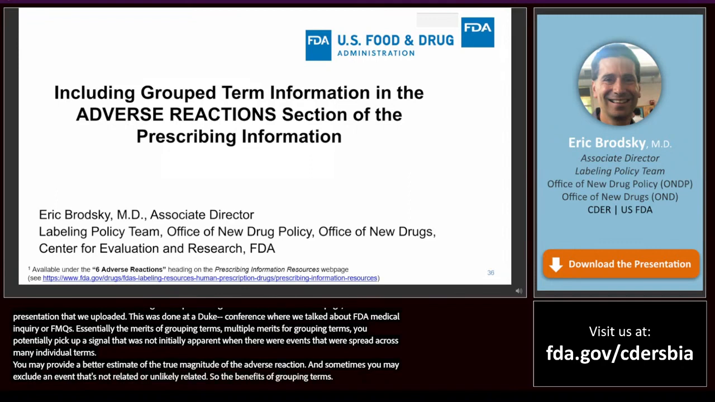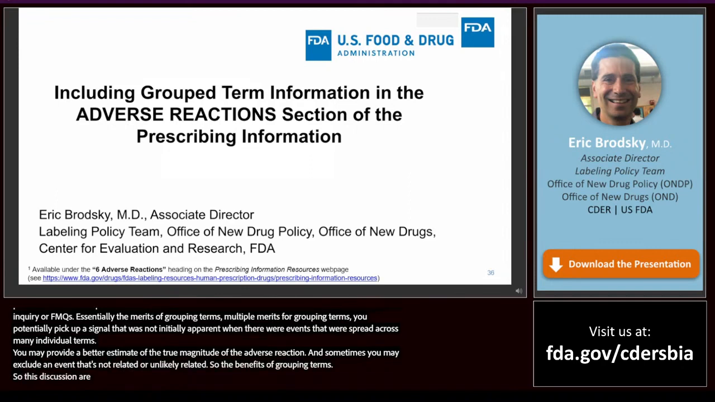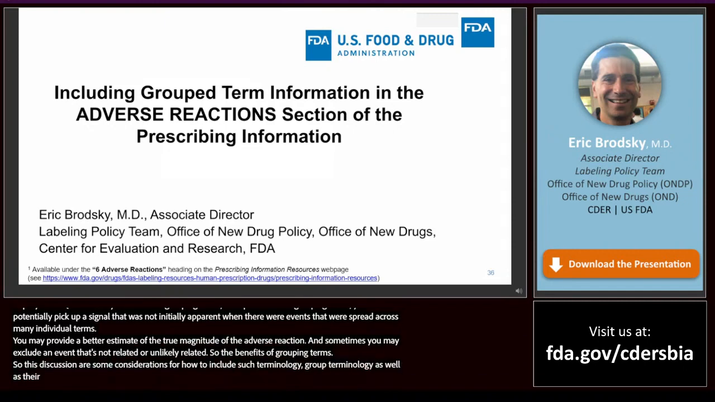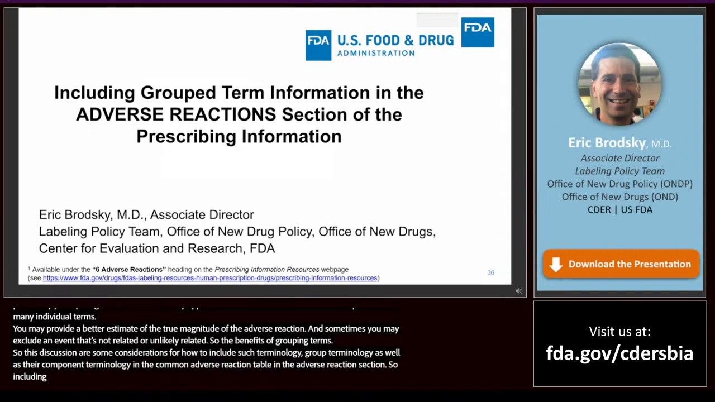And so in this discussion, there are some considerations for how to include such group terminology, as well as their component terminology, in the common adverse reactions table in the adverse reactions section, including information in the body of the table as well as the footnotes.